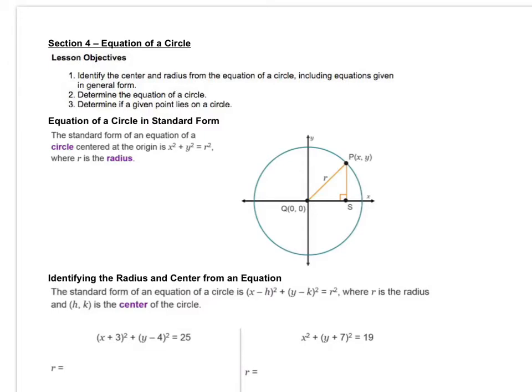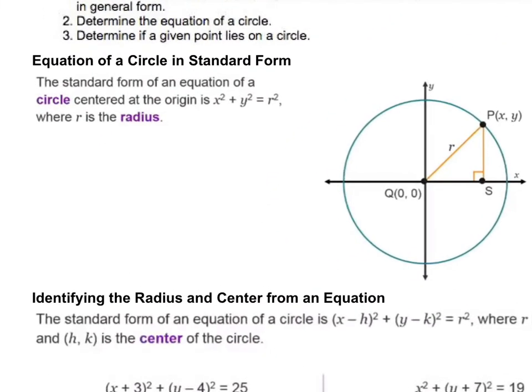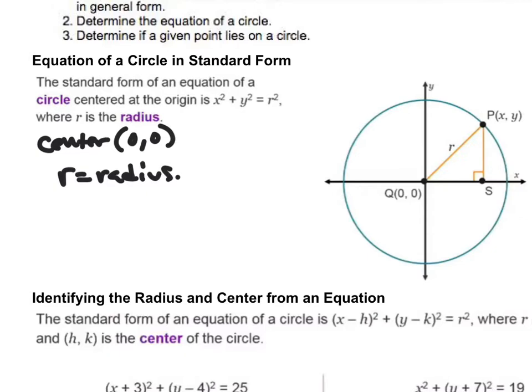So what I want to talk about first is the equation of a circle in standard form. Now it comes from this: x squared plus y squared is equal to r squared. Huh, that looks kind of familiar, okay, where the center is at the origin. So let me write here that the center is at the point (0, 0), and r is equal to your radius. We'll go over examples of how we get to know what our center is based on looking at the equation and what our radius is.